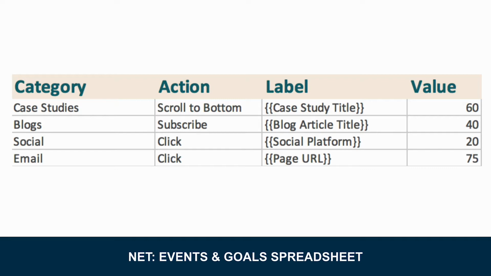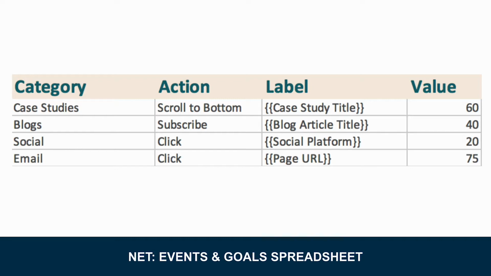So you can use a spreadsheet, Google Sheets, a piece of paper, whatever works for you. Whatever it is, it's going to help make sure that you don't miss any of your events and goals, and that your naming is consistent, and that you can pivot the data how you need to. So here's an example of a spreadsheet that we might use to help set up our events for NET.